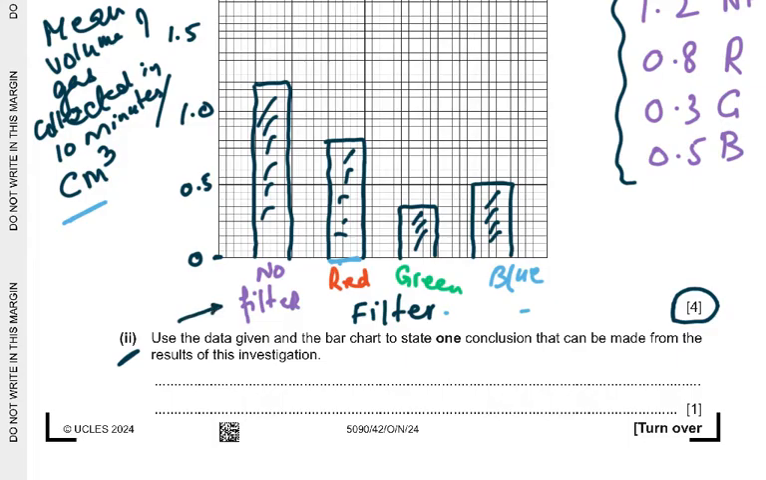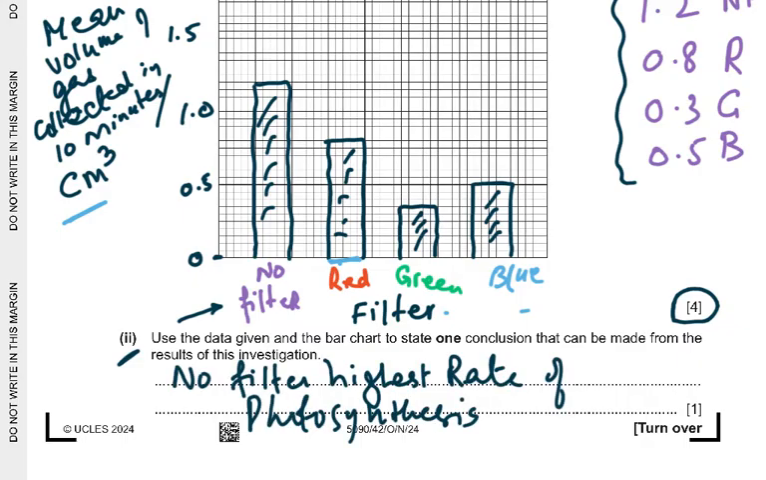So any of these three, one of these three, you'd get your 1 mark for that. So I'm just writing one of these, but you could have written any of them. Green light, less photosynthesis, or the lowest rate of photosynthesis, and different colors cause different rate of photosynthesis.